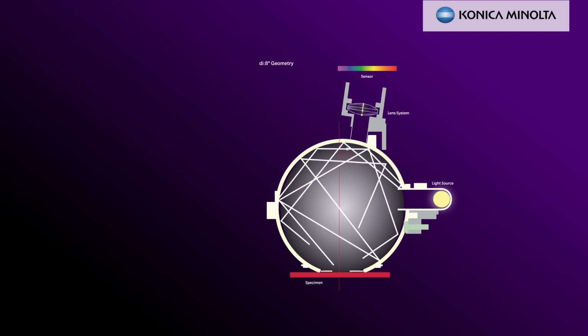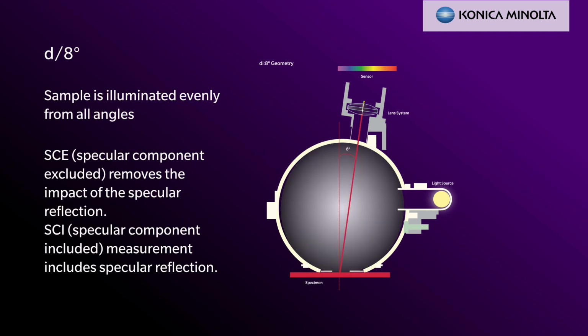The second commonly used geometry is diffuse 8. This indicates a diffuse illumination and a sensor that is positioned at 8 degrees from the normal. A sample is diffusely illuminated if light is coming evenly from all directions. This can be achieved not by illuminating the sample directly, but by illuminating a white sphere instead, which is positioned on top of the sample. The light is scattered across the surface of the sphere, resulting in illumination from all angles.